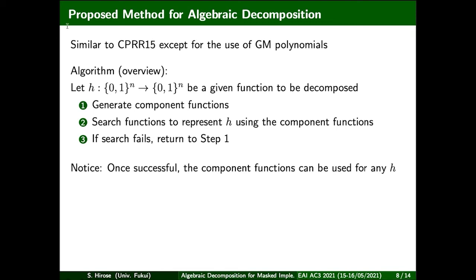Okay, let me go on to our proposed method for algebraic decomposition. Actually, it is similar to the method by Cadet et al., except for the use of GM polynomials, generalized multiplication polynomials. And this is an overview of the algorithm of our proposed method. Here, h is a function with n-bit input and n-bit output, and this is a given function to be decomposed. And for this input, first, this method generates component functions and then searches functions to represent h using the component functions. And if this search fails, return to step 1.